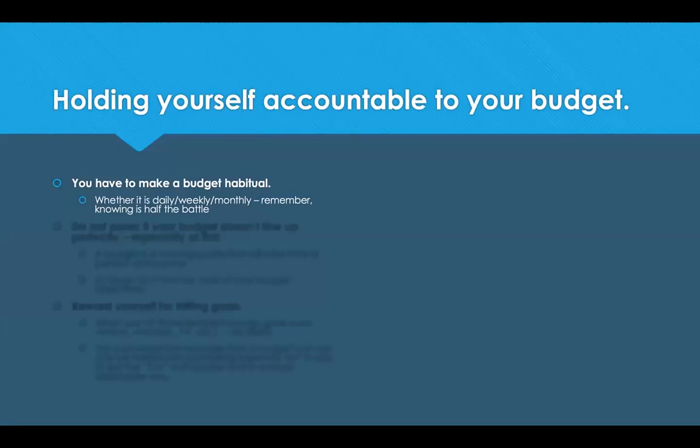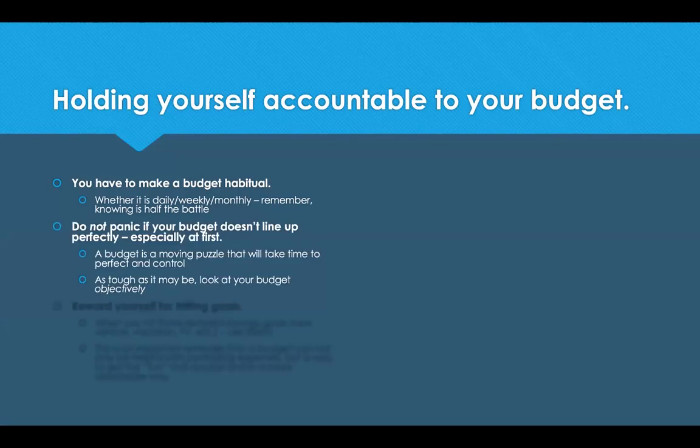So you have to make that budget habitual, whether it's daily, monthly, or weekly, however you do it. You have to go in there and record those expenses, and you have to make it a habit. All right. If that first couple months, first month, first year even, your budget's not lining up perfectly, you can't panic and quit. It is a moving puzzle. It's going to take a few months, sometimes longer, to perfect and figure out where you're at.